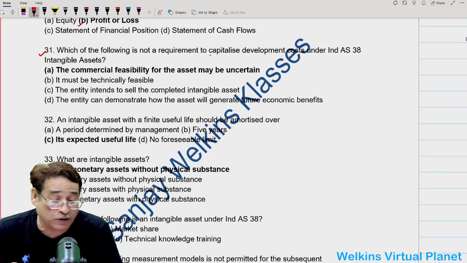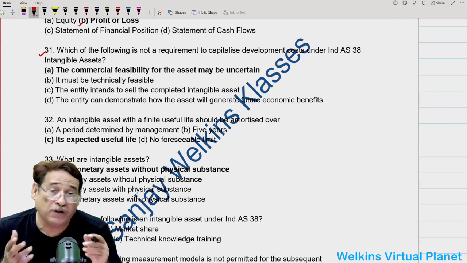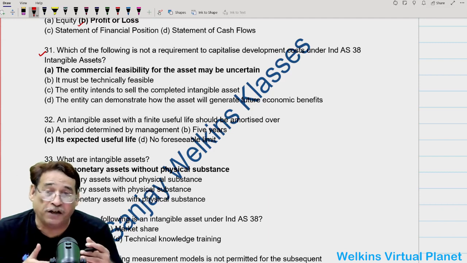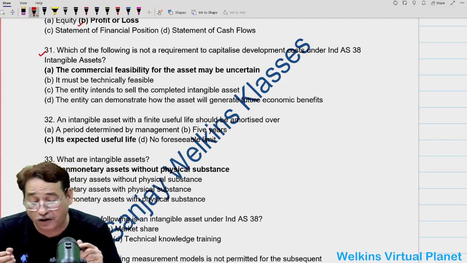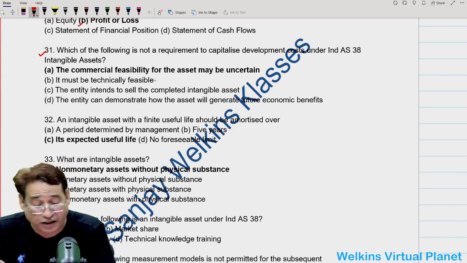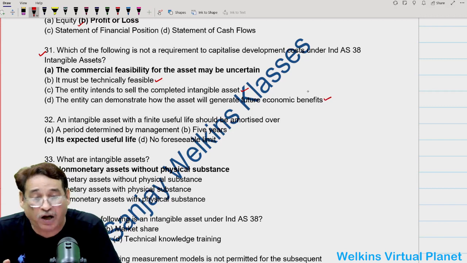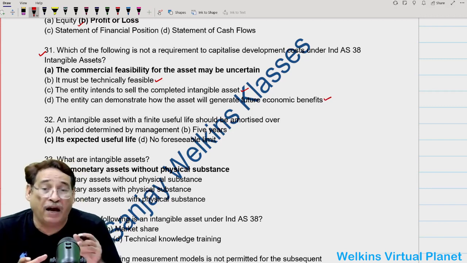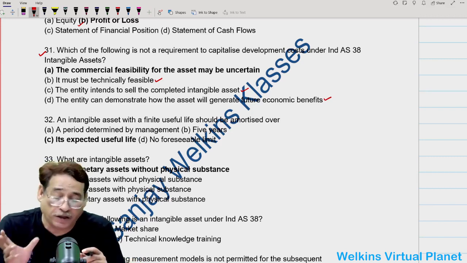31. Which of the following is not required to capitalize development cost under Ind AS 38 Intangible Asset? See, as per Ind AS 38, which deals with intangible assets, we have gone through the asset recognition criteria over there, if you remember. Under the asset recognition criteria, we had seen that it must be technically feasible. The entity intends to sell the completed intangible asset. The entity can demonstrate that the asset will generate future benefits. All these are part of the asset recognition criteria, and if the criteria are met, then quite obviously we are going to capitalize the cost.